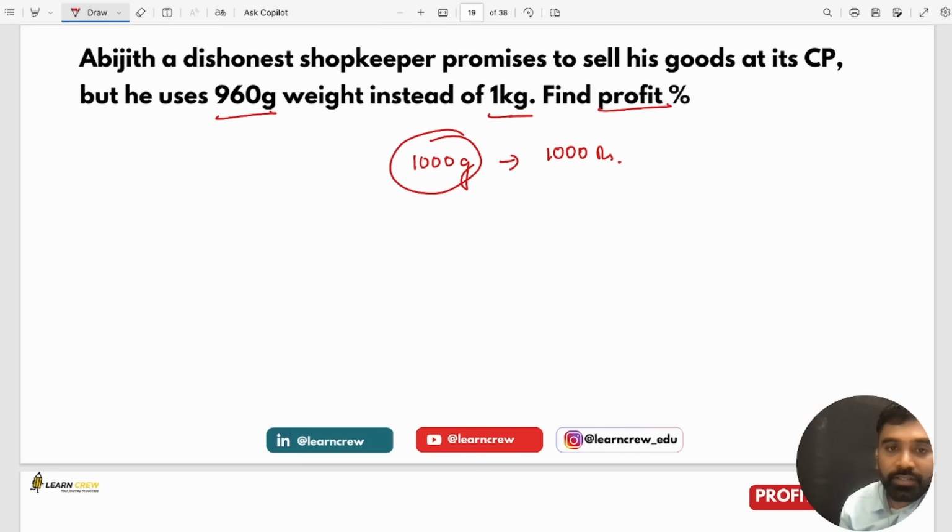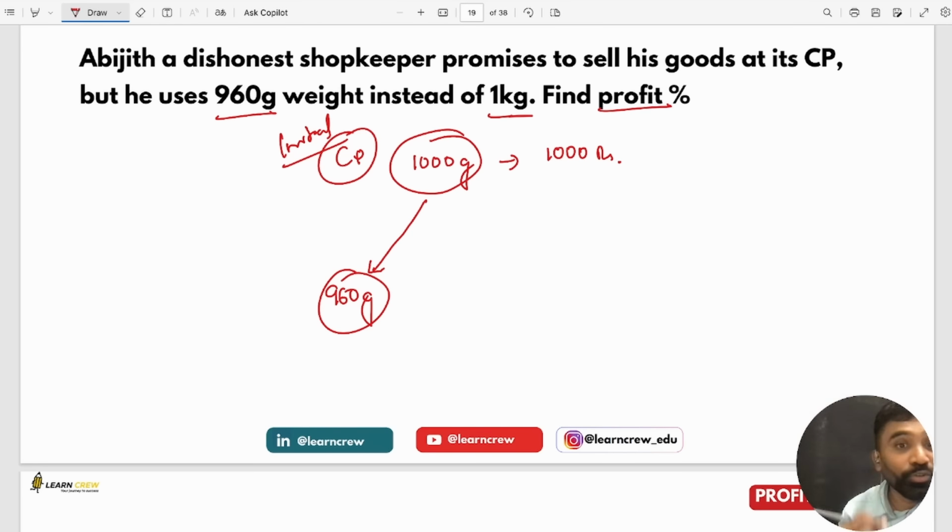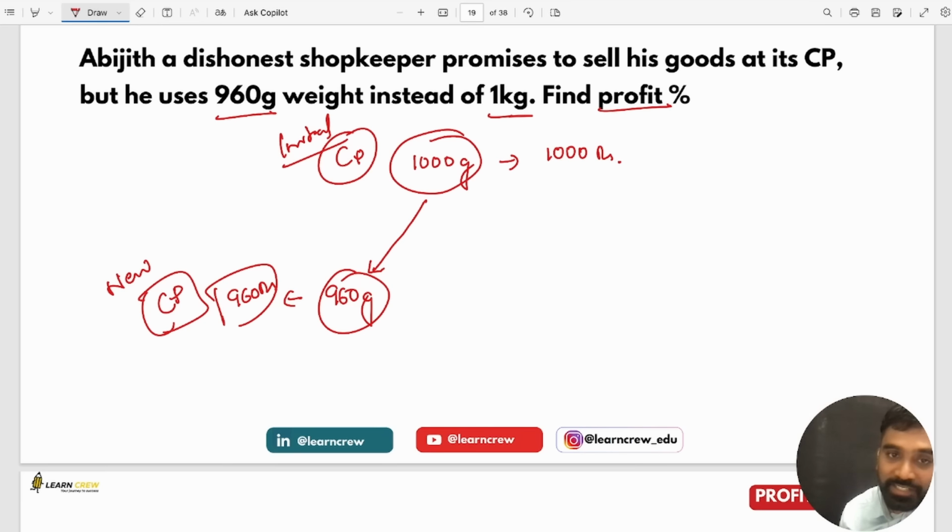But he uses instead 960 grams. He got 1000 grams for 1000 rupees, but instead he is going to sell 960 grams. Now what is this 960 grams? This was his initial cost price. What is this 960 grams now? Sir, it's new cost price, sir. Why, sir? This 960 grams is nothing but 960 rupees. This becomes his new cost price.